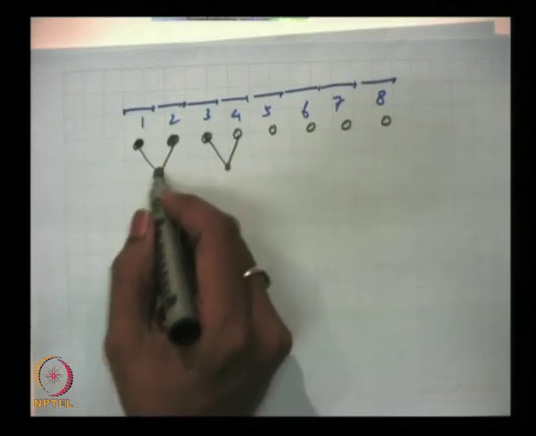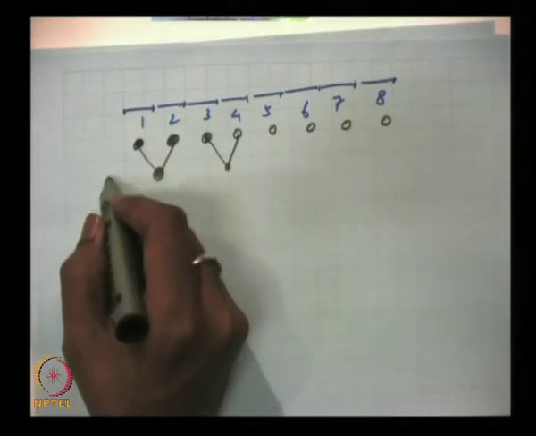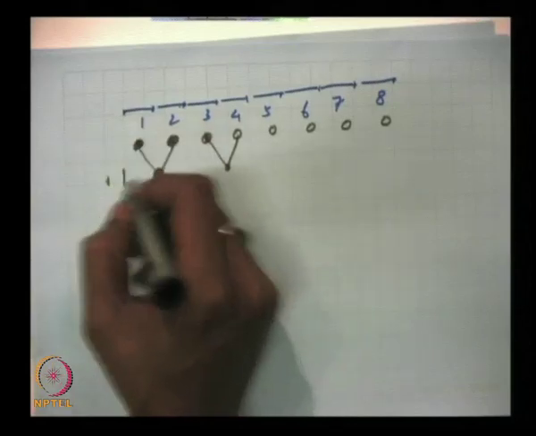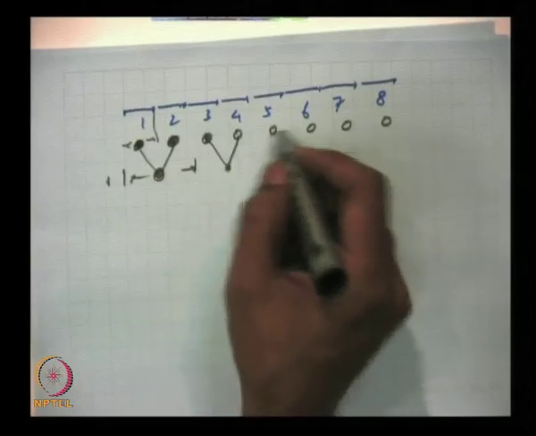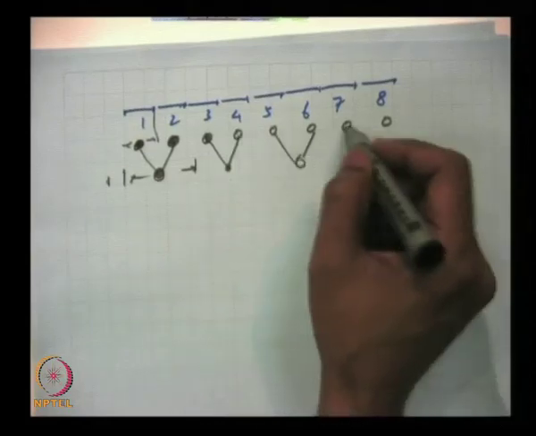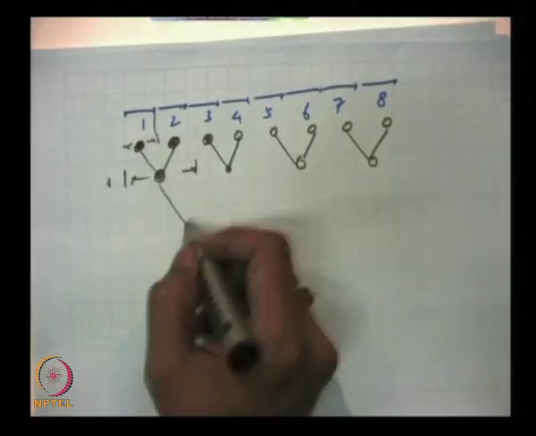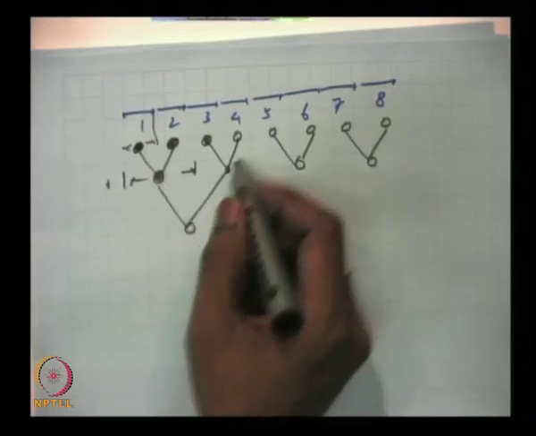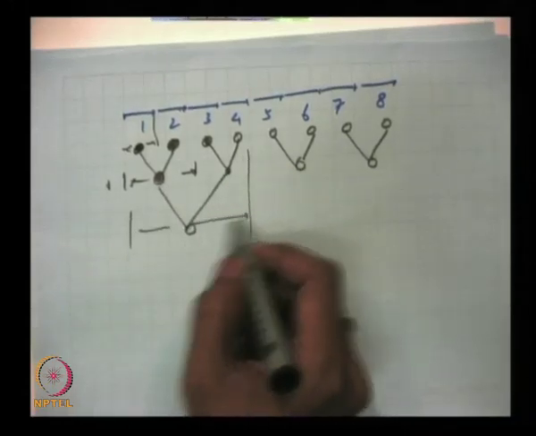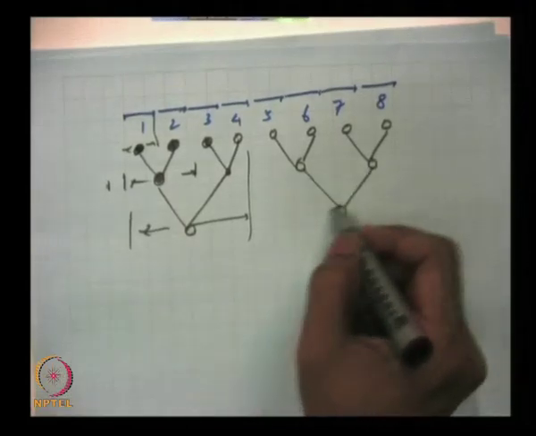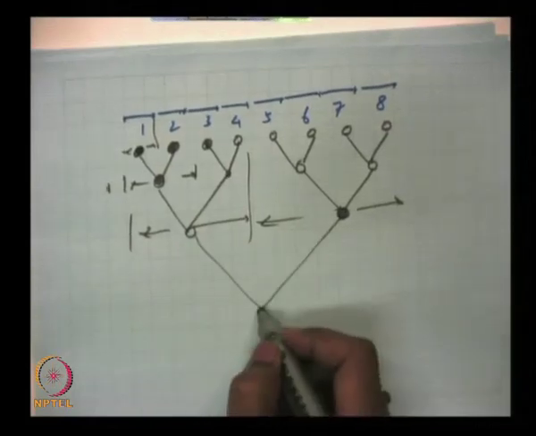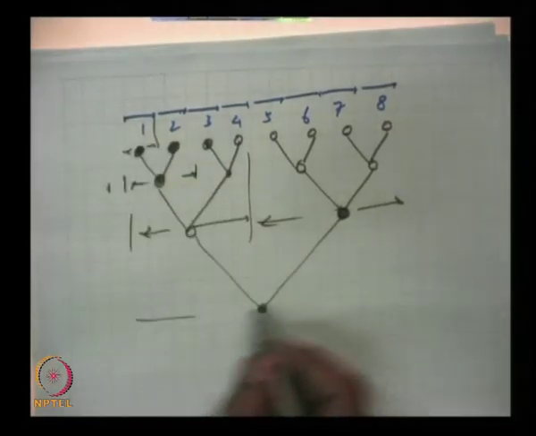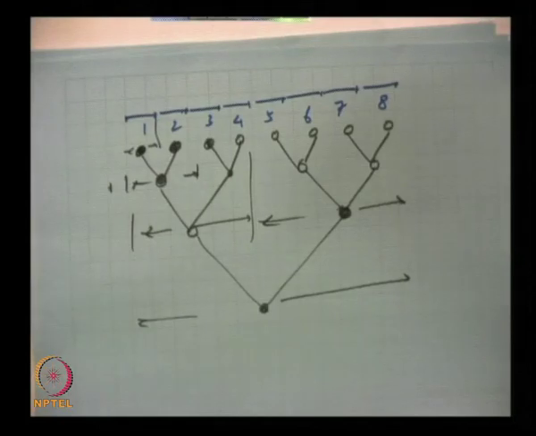So, this one will represent essentially the entire interval from here to here. This represents only this much. Similarly, for these things. Now, this one, the parent of these 2 nodes, will represent this entire interval. So, this one represents the entire interval, and of course, the root of the tree represents this entire interval.